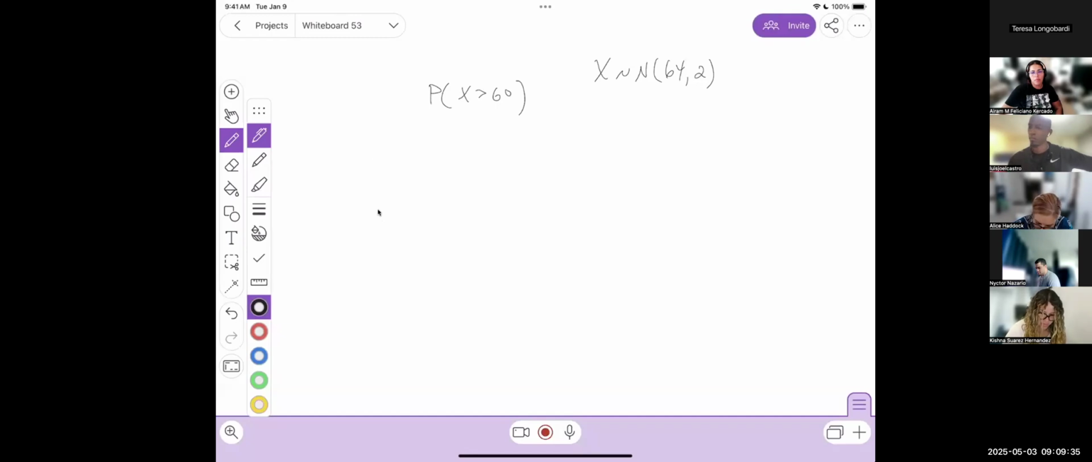Okay, let's see if I make any mistakes, or if I do things differently, let me know. Okay, so we are going to standardize this. So we're asked to find the chance that a height, uh-oh, something happened.